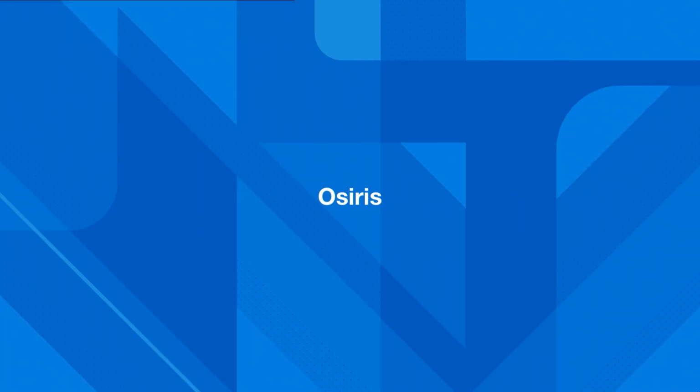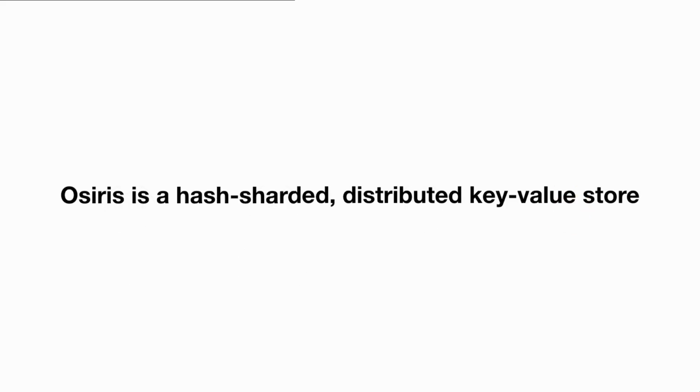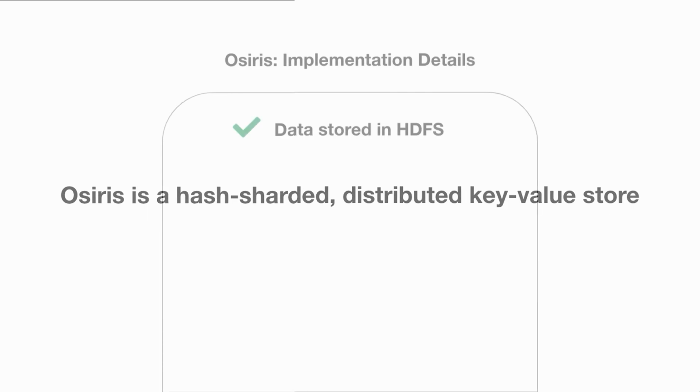So that's what we did. We made a new database and we called it Osiris. So the short version, maybe the one-sentence version of what Osiris is: it's a hash-sharded distributed key value store that runs on top of Hadoop. And we built Osiris to store both log repo and many of our other NoSQL data sets.